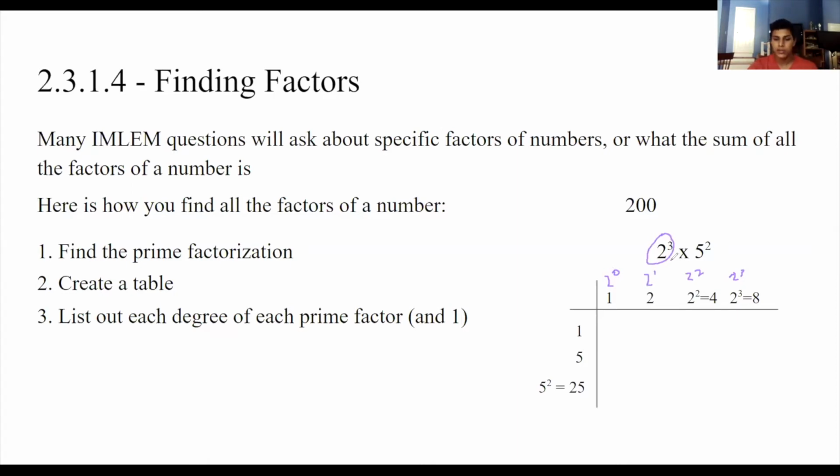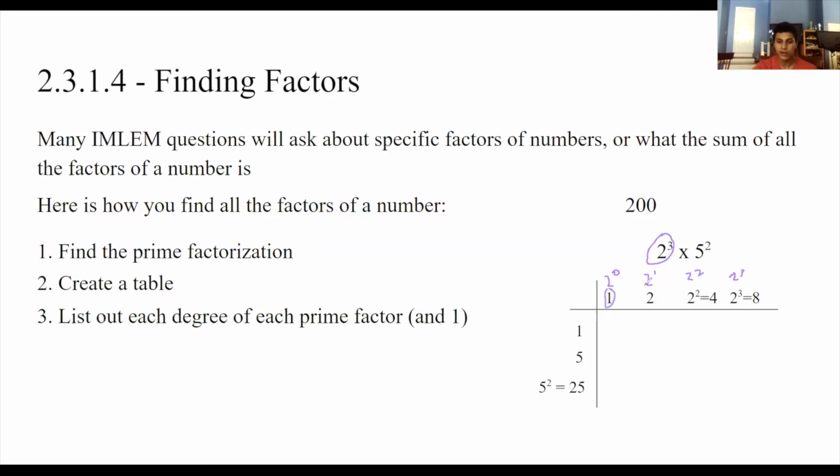Now you may be wondering why here I have 1, 2, 4, and then 8 when I need to list out 2 to the power of 0, to the 1, to the 2, and to the 3. Well, first, anything to the power of 0 always equals 1. So 2 to the power of 0 is just going to leave me with 1, which is why I start with 1 in any case.